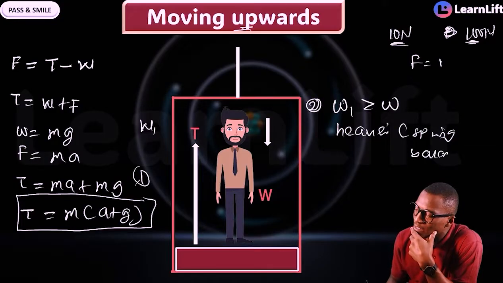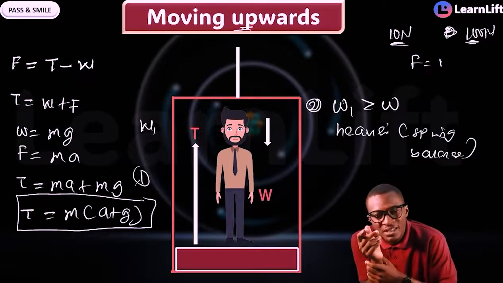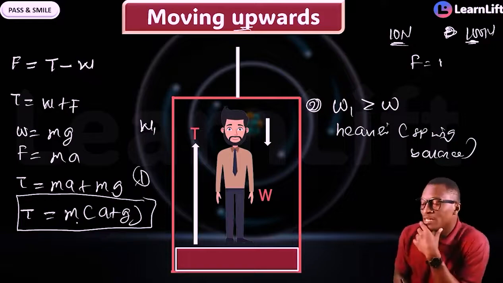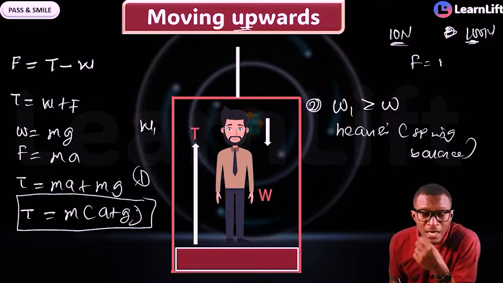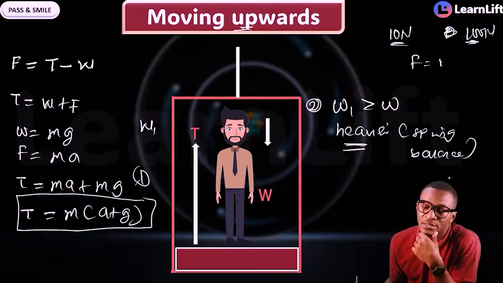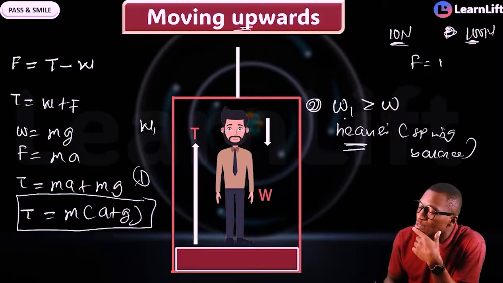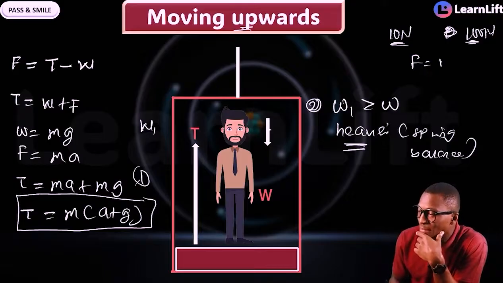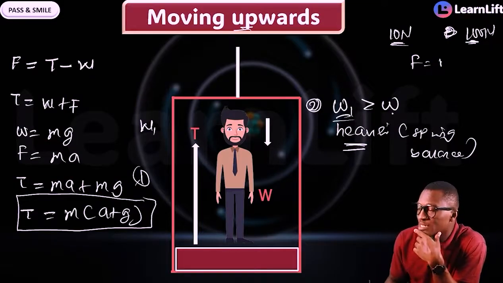Please understand it. So two things. When a man is moving up, take note that T is equal to m(a + g). And the second thing to know is that the man will appear heavier than his actual weight. Are you seeing? The tension of the man is higher than the man's actual weight. So W1 is greater than W.